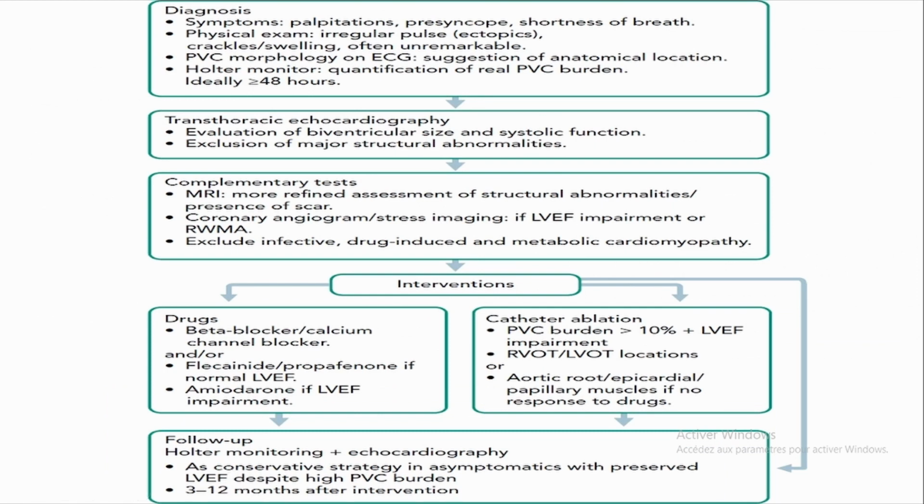This is how to manage the PVC. Catheter ablation is proposed when the PVC burden is more than 10% with left ventricular ejection fraction impairment, right ventricular outflow tract or left ventricular outflow tract locations, or aortic root, epicardial, papillary muscles, if no response to drugs. The drugs used are beta blockers, calcium channel blockers, and/or flecainide, propafenone if normal left ventricular ejection fraction, and amiodarone if left ventricular ejection fraction impairment.